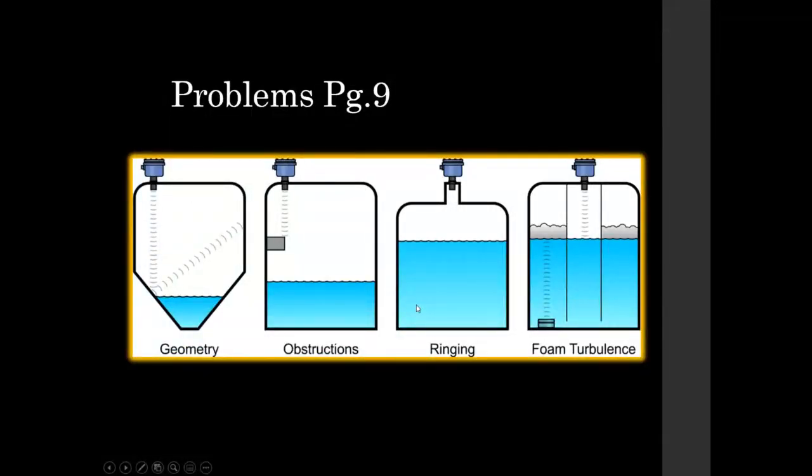Some of the problems that we identify in the ILM, there's five of them. Four on this slide. So geometry, again, we want to make sure that signal gets reflected back to the transmitter. So we have to consider geometry, obstructions, things like manways and pipes intruding into the vessel. A specific thing that we talk about called ringing, foam and turbulence, which we've addressed before, and also temperature effects, because temperature has great effects on density of fluids and gases. So changing temperatures changes density, which in turn can create problems for ultrasonic transmitters. So we'll hit on these ones individually really quickly here.